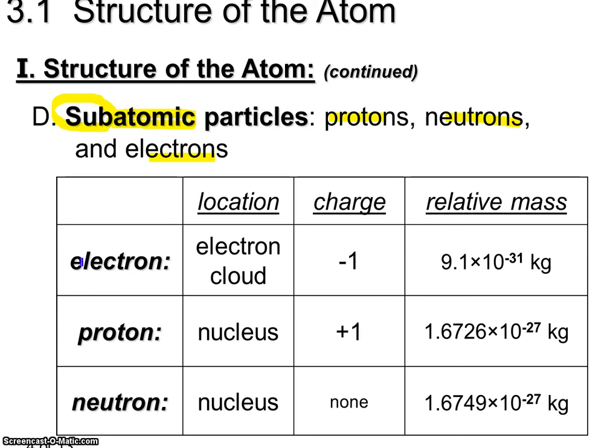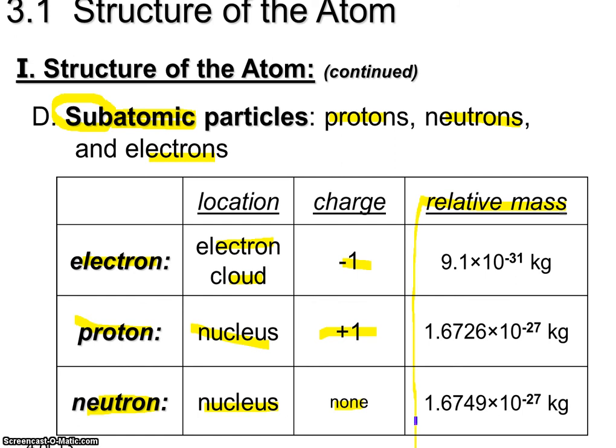So as you know, the electron is located in the electron cloud, and it has a charge of -1. The proton is located in the nucleus, and it has a charge of +1. And the neutron is named that way because it is neutral, so it has no charge, and it is also in the nucleus.